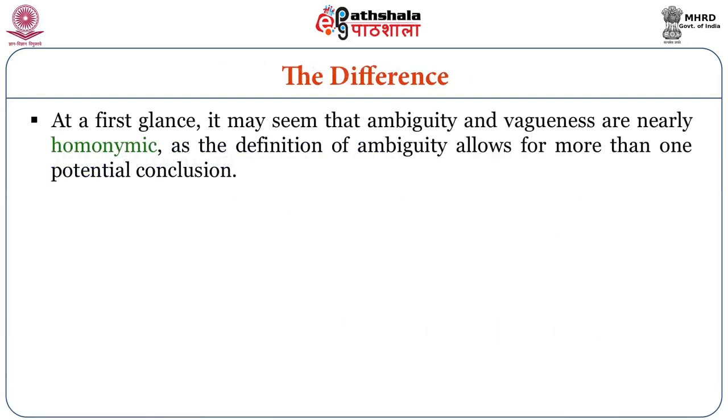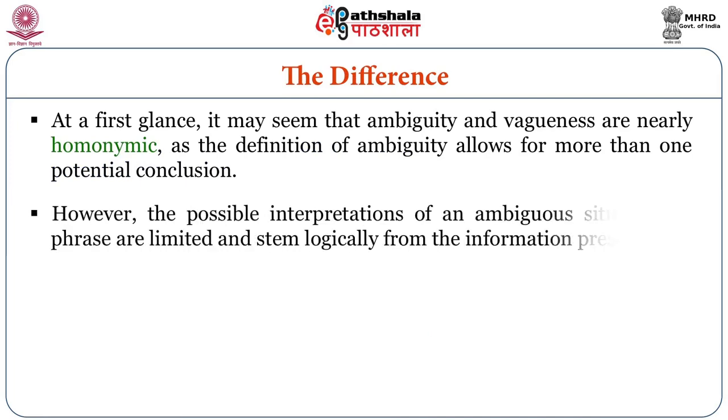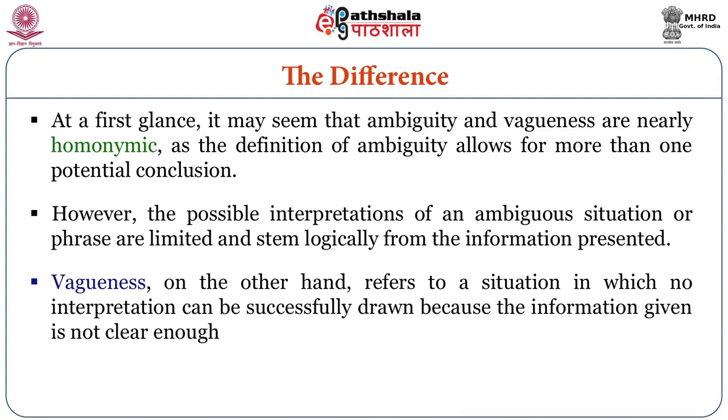What is that difference? At first glance, it may seem that ambiguity and vagueness are nearly synonymous, as a definition of ambiguity allows for more than one potential conclusion. However, the possible interpretations of an ambiguous situation or phrase are limited and stem logically from the information presented. Vagueness, on the other hand, refers to a situation in which no interpretation can be successfully drawn because the information given is not clear enough.